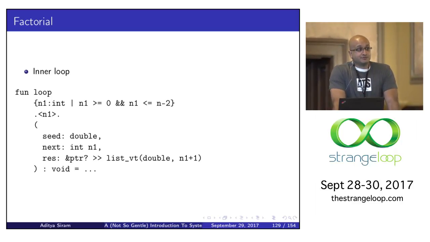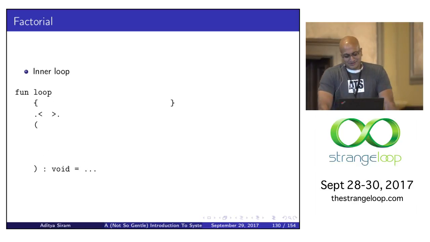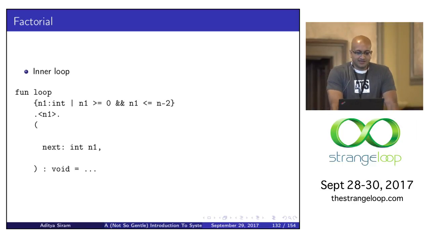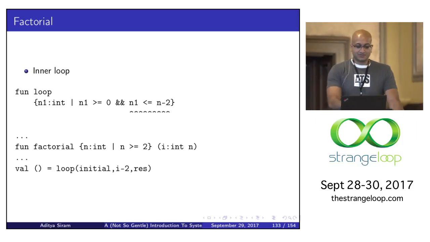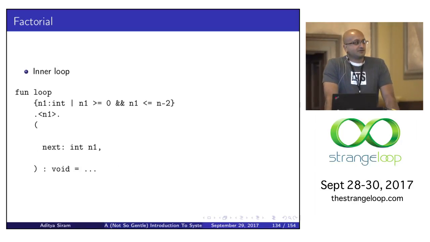Now, this is the inner loop. This is just the type signature. So let's step through this. It takes in a next argument, which is the current index of the factorial that I'm on right now, which is parameterized by n1. And n1 is an integer that's greater than or equal to 0, but less than or equal to n minus 2. Why n minus 2? Because we kicked off the loop with I minus 2, right? Okay, cool.